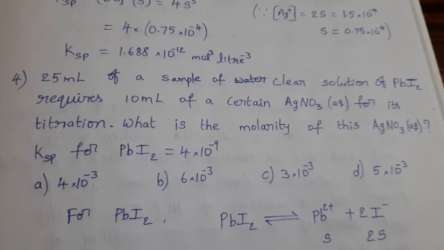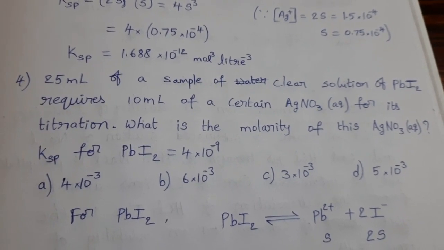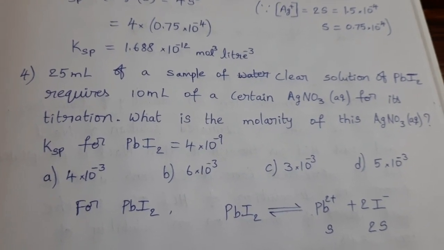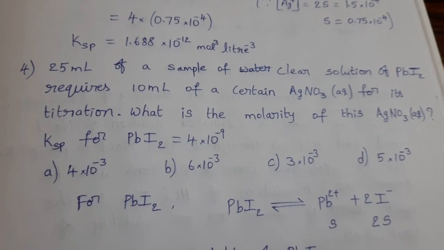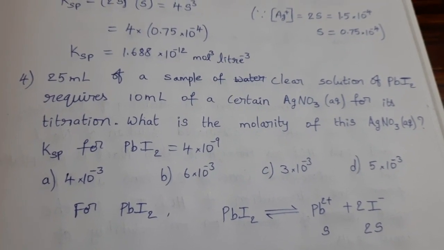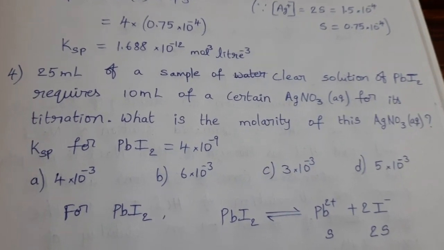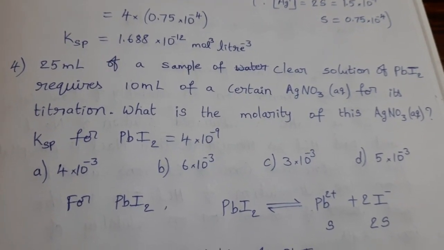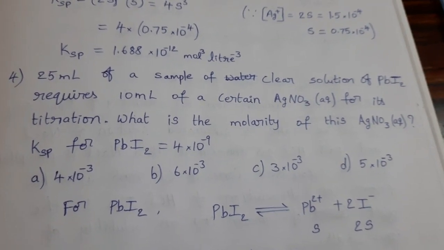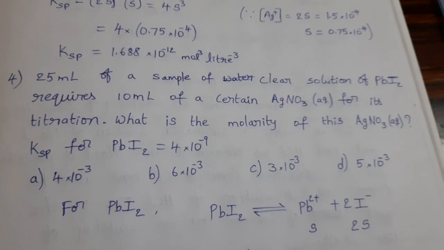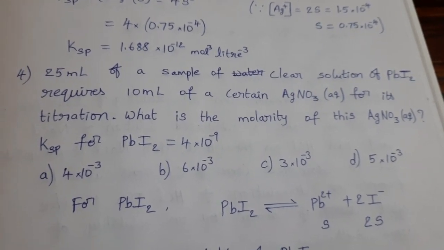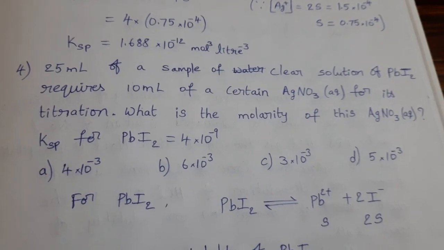25 ml of a sample of clear solution of PbI2 requires 10 ml of a certain AgNO3 aqueous solution for its titration. What is the molarity of this AgNO3? Ksp for PbI2 equals 4 into 10 power minus 9. Now PbI2 having volume 25 ml is titrated with 10 ml of AgNO3 solution. Now we have to calculate the molarity of that AgNO3.